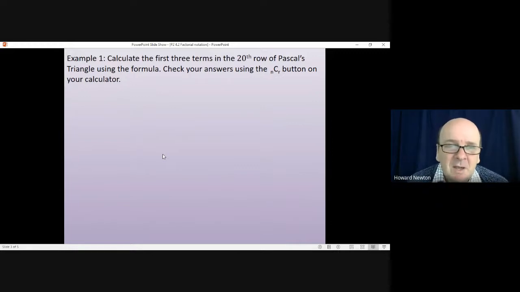Okay, I'll let you have a go at making sense of this yourself. So see if you can work out what the first 3 terms in the 20th row of Pascal's triangle would be by using the formula for nCr, and then check your answer just using the nCr button on your calculator. Have a go, pause the video, come back when you're ready.